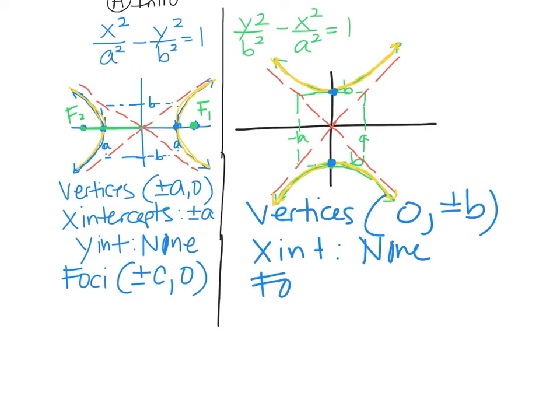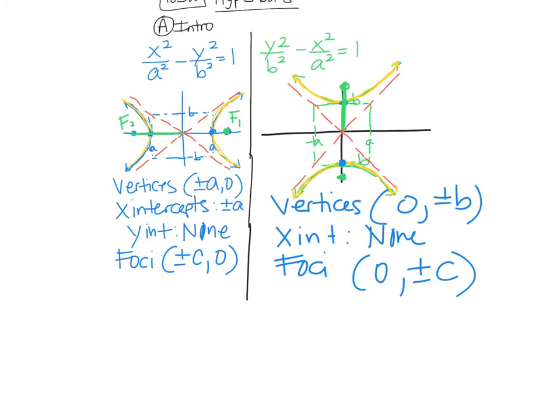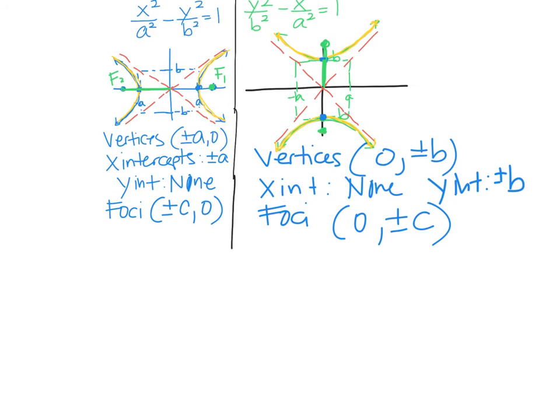And then the foci. I'll plot those in green. Foci are going to be inside the bowl, and that distance there from the center to the foci is C, so your foci are at 0, plus or minus C. Whew, that's a lot, huh? There's no y. Oh, oh no, y-intercept, sorry. The y-intercepts are at plus or minus B. Thank you, I missed that. Right here and right there. They touch the y-axis.